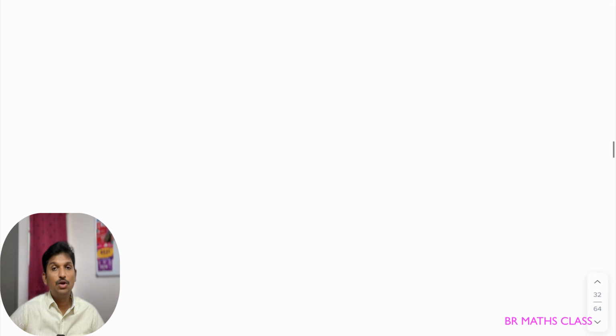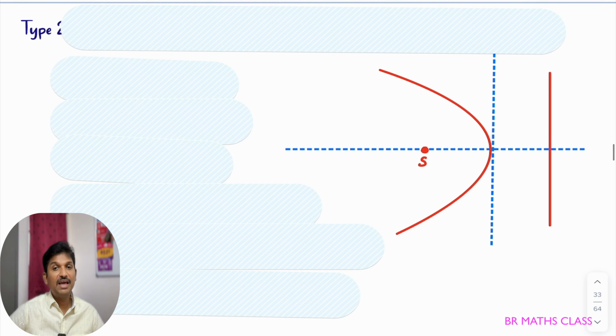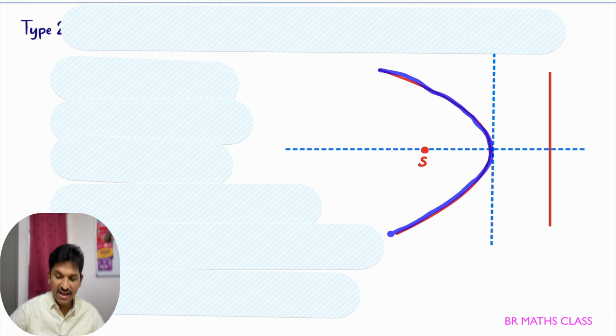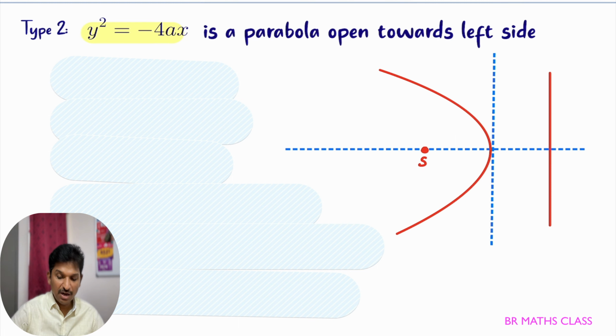In this parabola, there are 4 types in total. We learned about the standard form of parabola. What is the equation of the standard form of parabola? y square equal to 4ax. Now, the second type, observe this parabola. This parabola opens towards the left side. What is the equation of this parabola? If the parabola opens towards the left side, y square equal to minus 4ax.